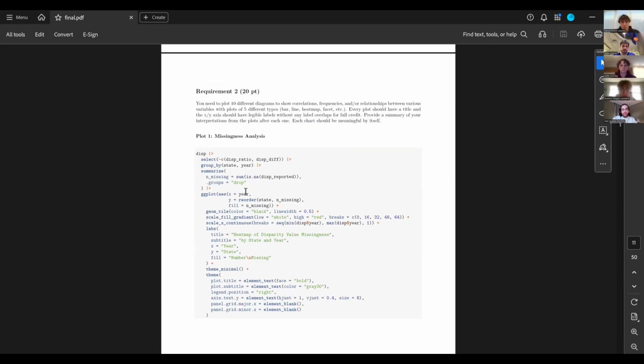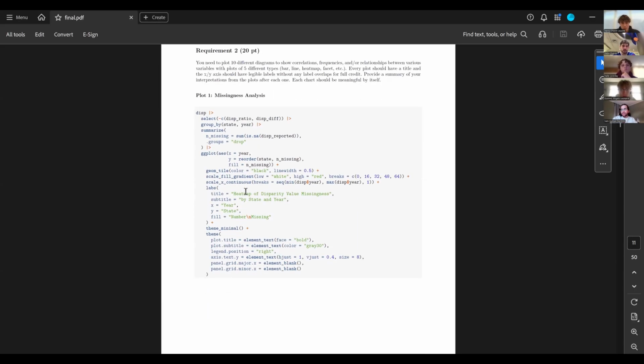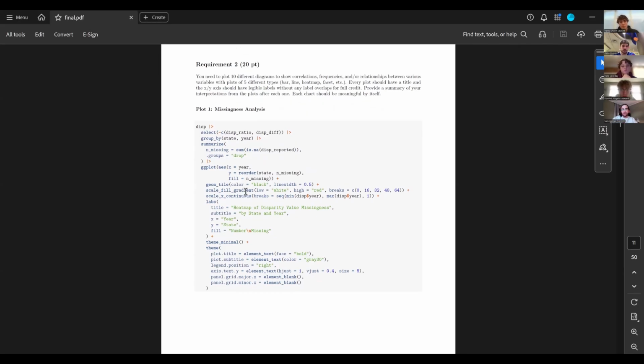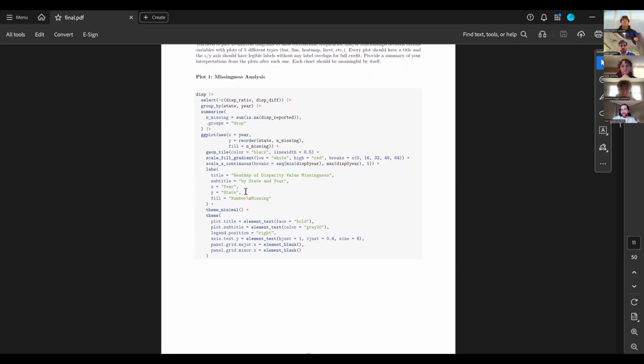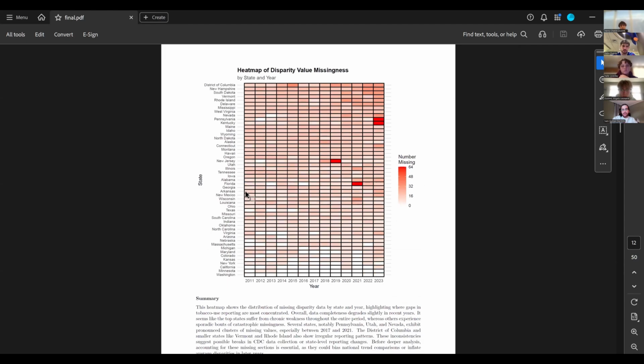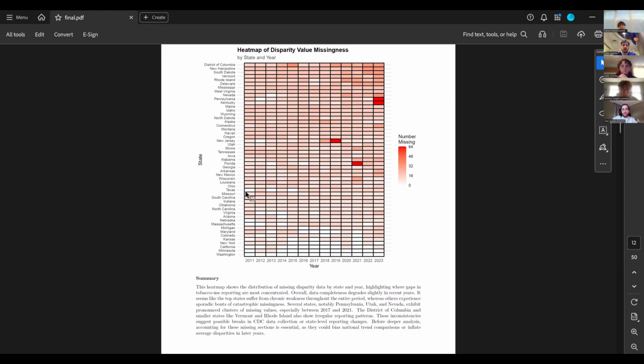The first plot that we ended up making was our missingness analysis. As we saw during the cleaning step, there was a lot of missing data, and we wanted to understand a little bit more about what that actually meant, because different missingness can have different effects on our analysis. The first plot that we made was this heat map of disparity value missingness by year and state. This can show us how that missingness works. Did states have just random spots where they didn't report data, or were things a little bit more spread out?